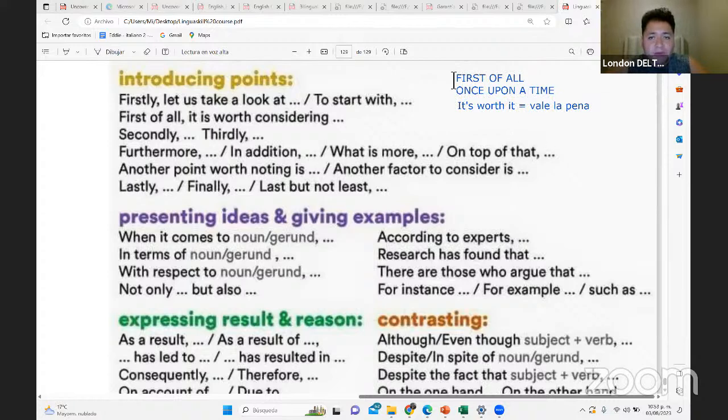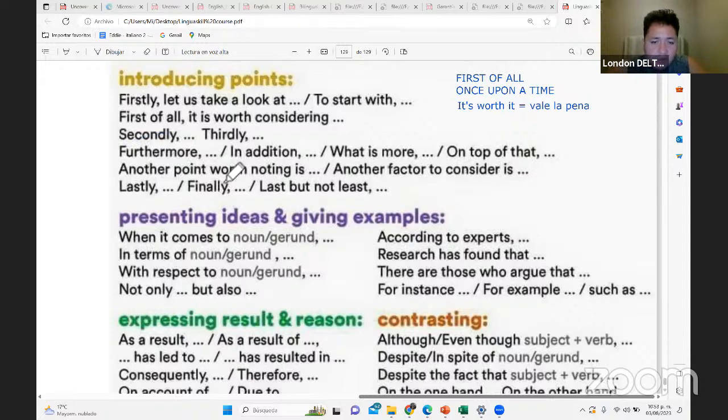Okay. And the next one is secondly. Thirdly. Pues sí, lo segundo o lo tercero que hago. Secondly, thirdly, also when you're analyzing points, como primero, segundo, etc. Entonces puedes utilizar estos como para secuenciar. Okay, then we have the next expressions.